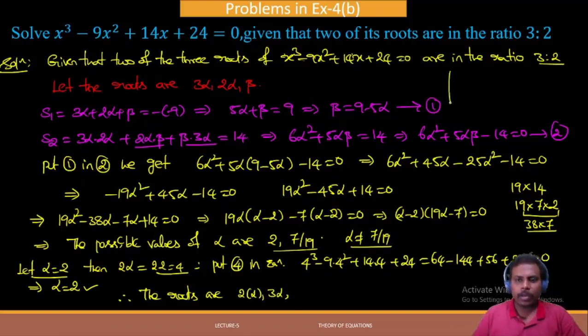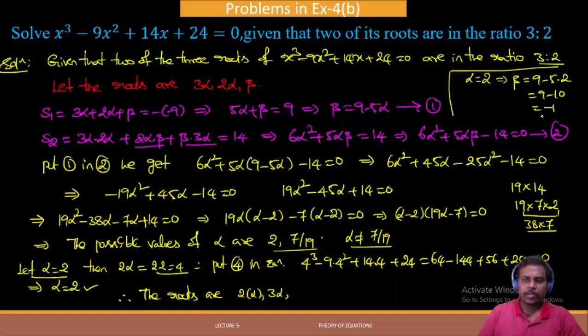So if alpha is equal to 2, this implies beta value is equal to 9 minus 5 into 2. So that is 9 minus 10, that is equal to minus 1. So the roots are 4, 6, minus 1. Okay, so these are the roots of the given equation.